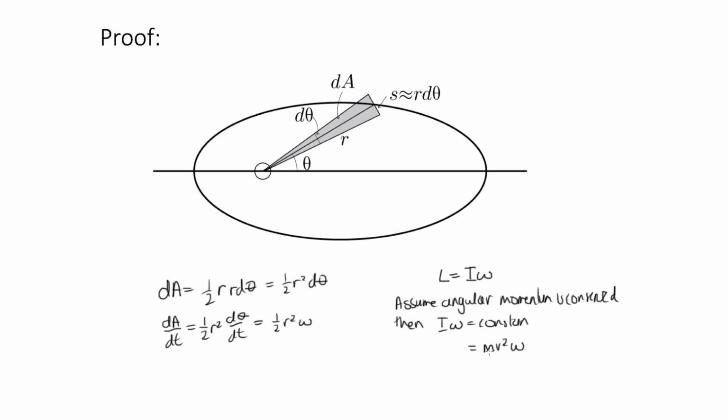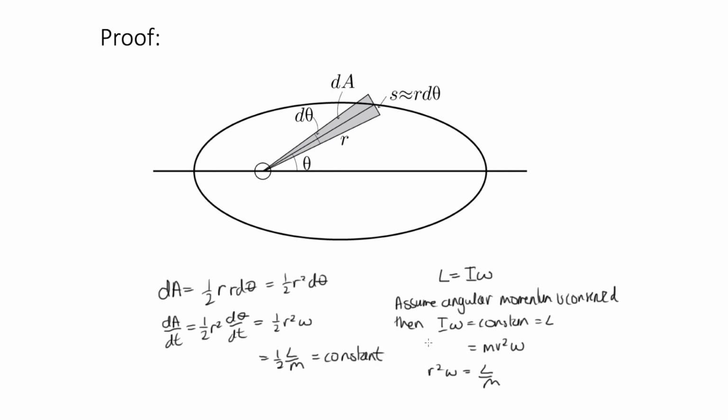So rearranging this, we've got m r squared omega equal to L, our angular momentum. We can replace r squared omega with L on m. So dA/dt is equal to a half L on m. Now the mass of the planet is definitely not changing, and as long as we assume that the angular momentum is conserved and isn't changing either, then we can see that dA/dt is equal to a constant.